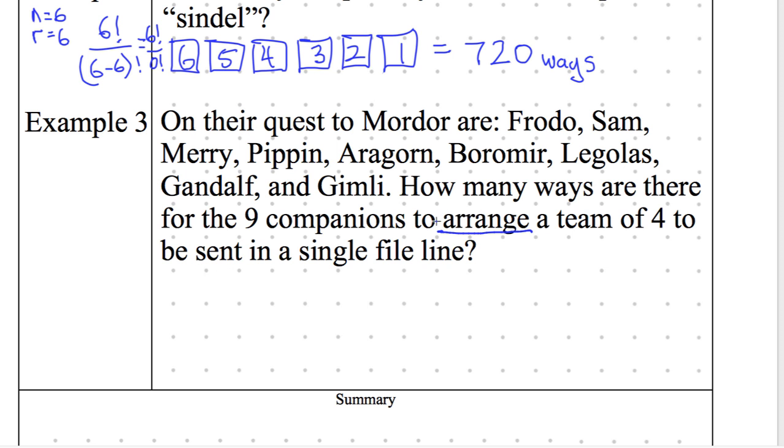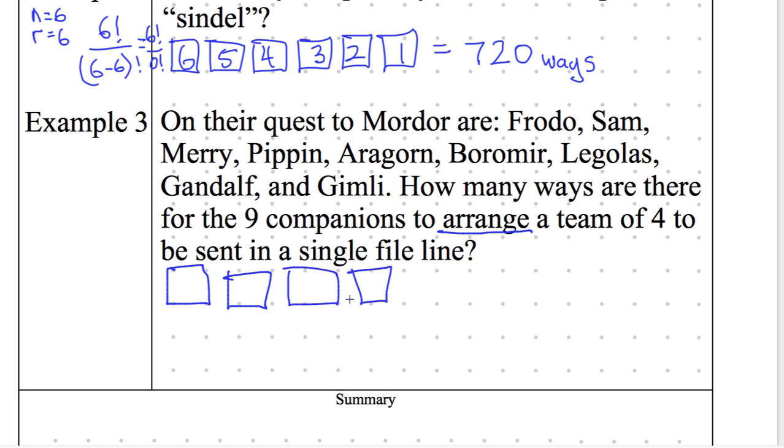So arrange. How many little boxes am I making? Definitely 1, 9 or 4? No, wait. One of them is correct. 4? Are you sure? Well, I'm arranging a team of 4, so yeah, I have 4 boxes. That's my team. There's my team.